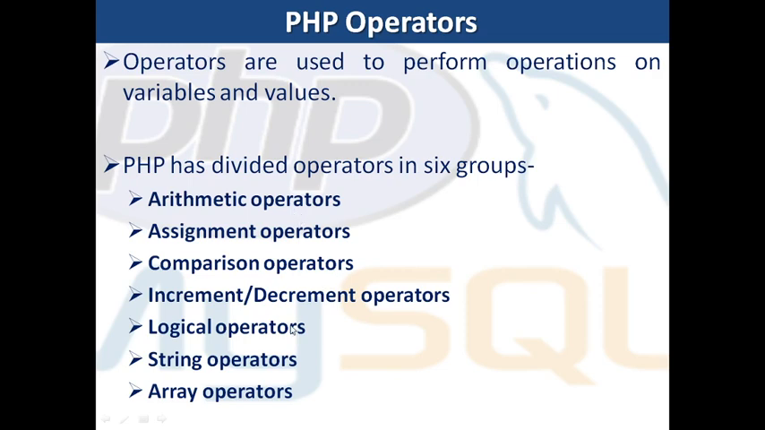Logical operators are used to combine simple relational statements into more complex expressions. Then the string operators are used to concatenate and assign strings. Array operators are used on array data types. Let us see it one by one.